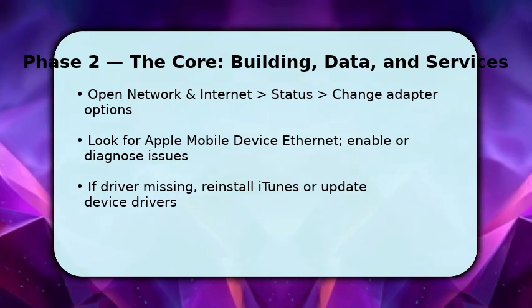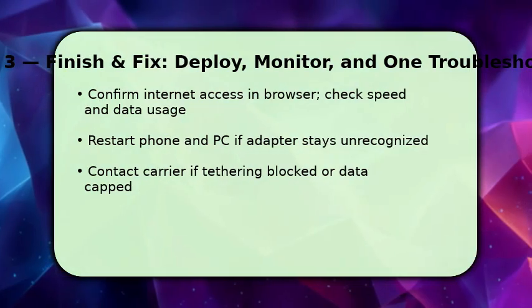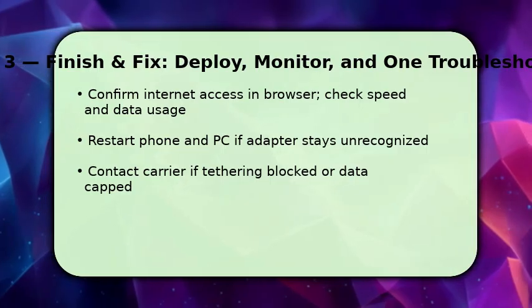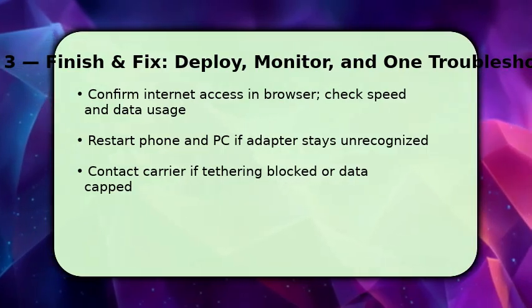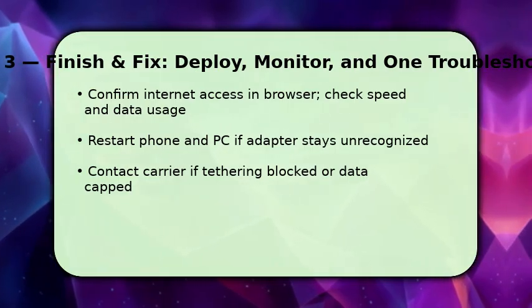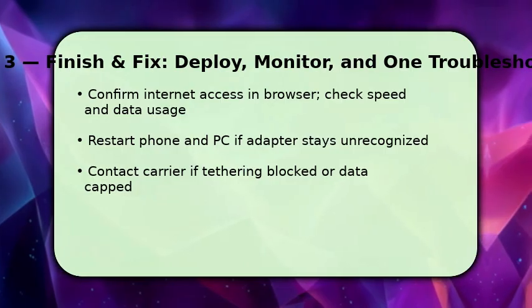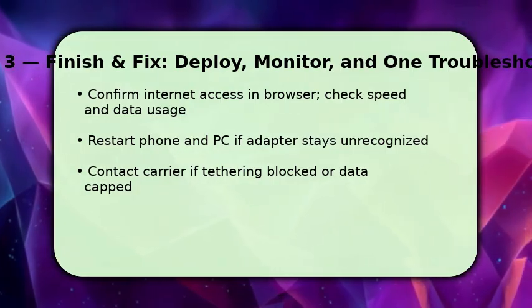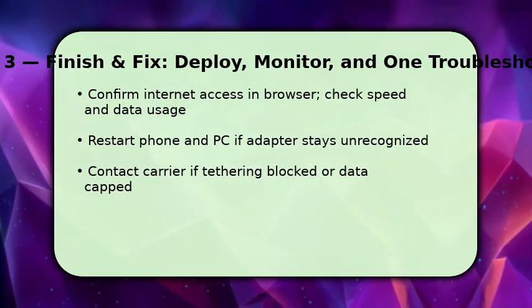You finish by verifying internet access. Open a browser and load a page, then check speed and monitor data usage so you don't hit caps. If the connection still fails, unplug and replug the cable, toggle Personal Hotspot off and on, then restart both devices. This clears transient USB and driver issues.